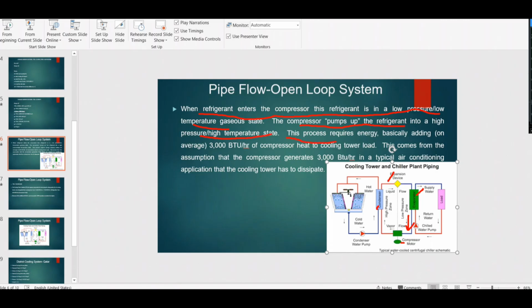This process requires energy, basically adding an average of 3000 BTU per hour of compressor heat to the cooling tower load. This comes from the assumption that the compressor generates 3000 BTU per hour in a typical air conditioner system that the cooling tower has to dissipate. Because of this additional 3000 BTU per hour coming from the compressor load, this 3000 BTU per hour has to be removed by the cooling tower. That is the reason that instead of 12,000 BTU per hour, we are adding an additional 3000. So it becomes 1 ton equal to 15,000 BTU per hour.